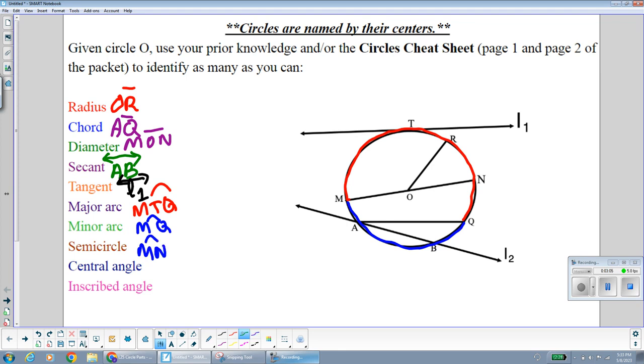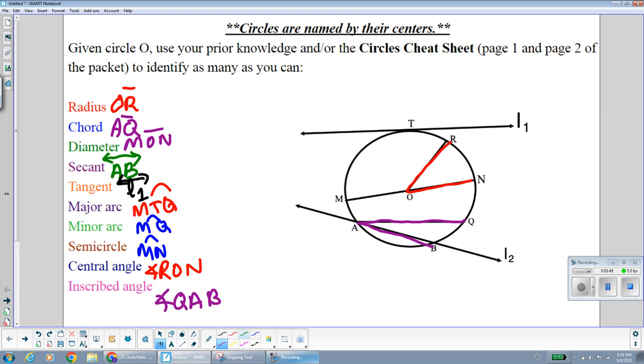A central angle is an angle whose vertex is on the center of a circle. You can remember central angle, center of the circle. So angle ROM would be a central angle of this circle. And an inscribed angle is an angle whose vertex is on the actual circle, on the circumference of the circle. So angle QAB would be an inscribed angle of the circle.